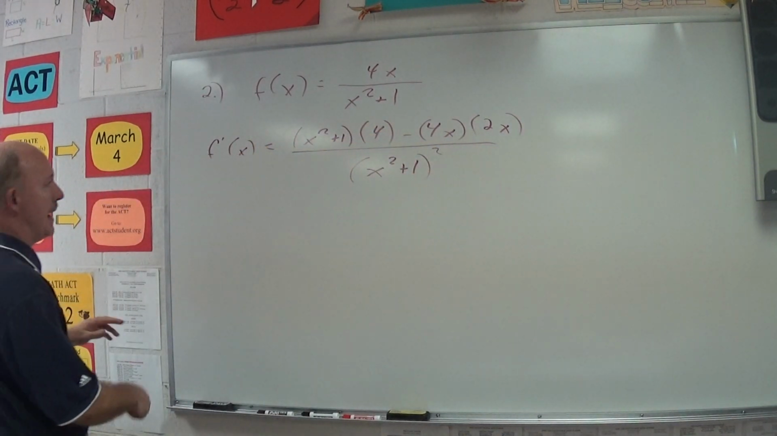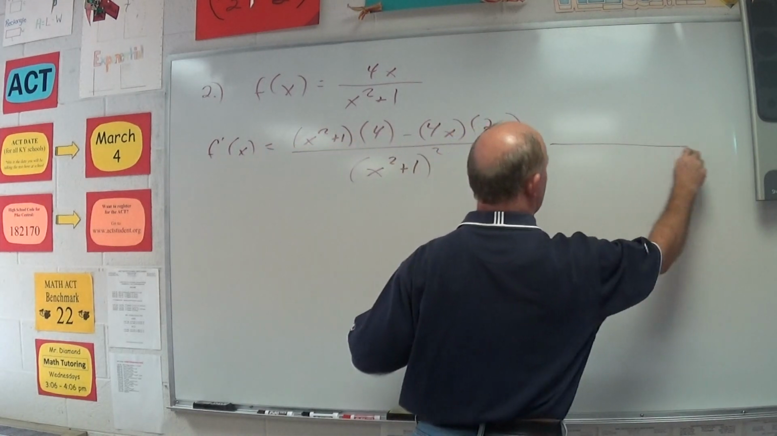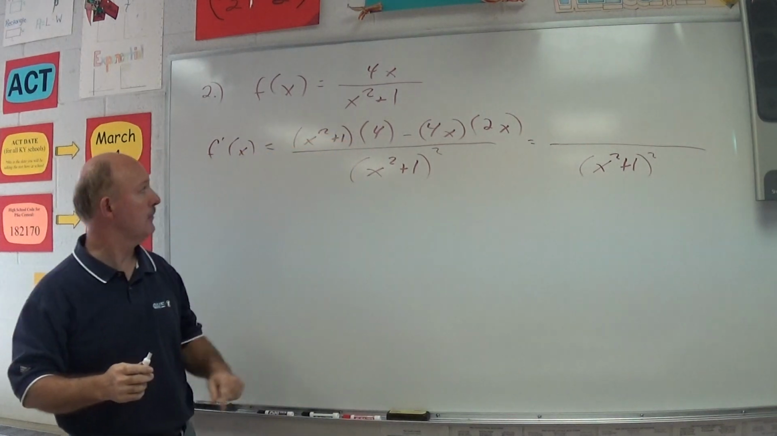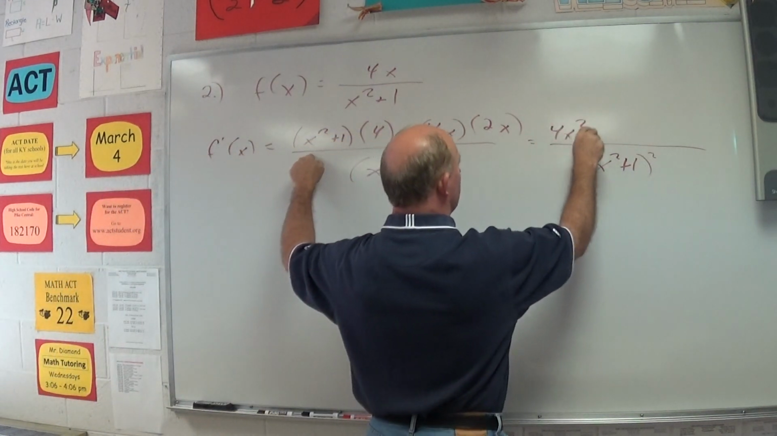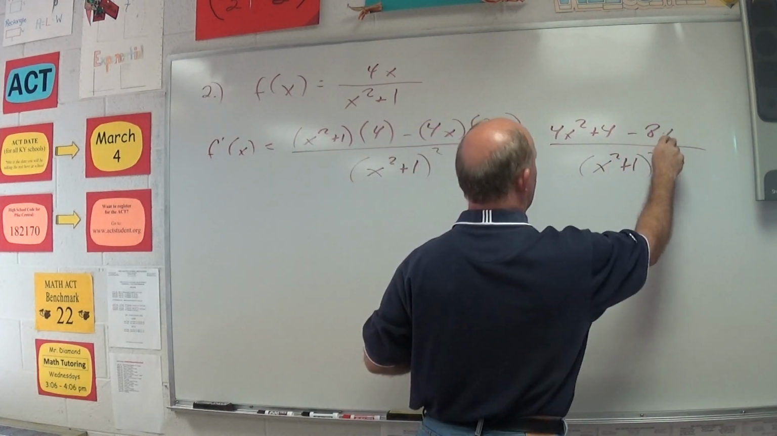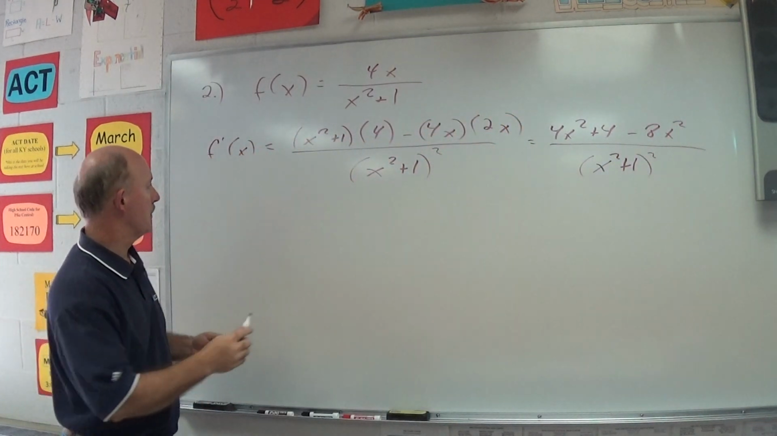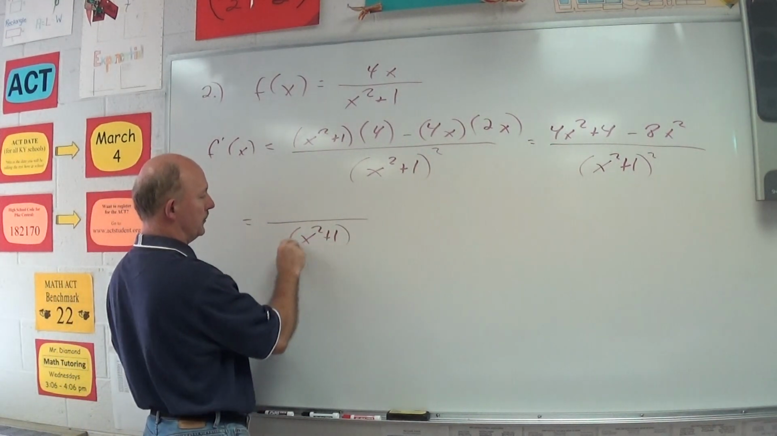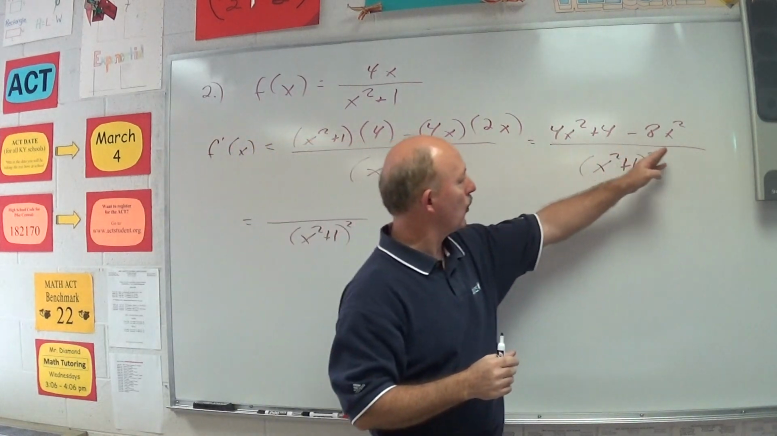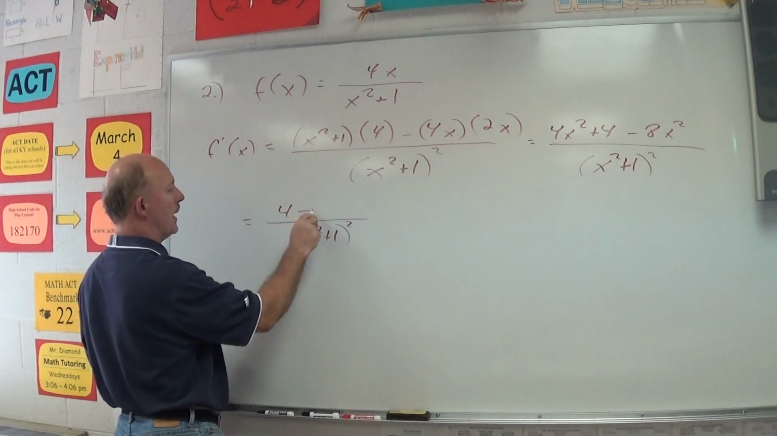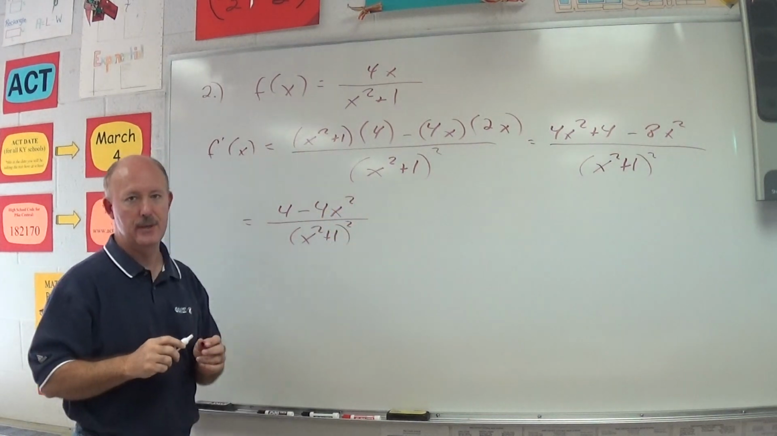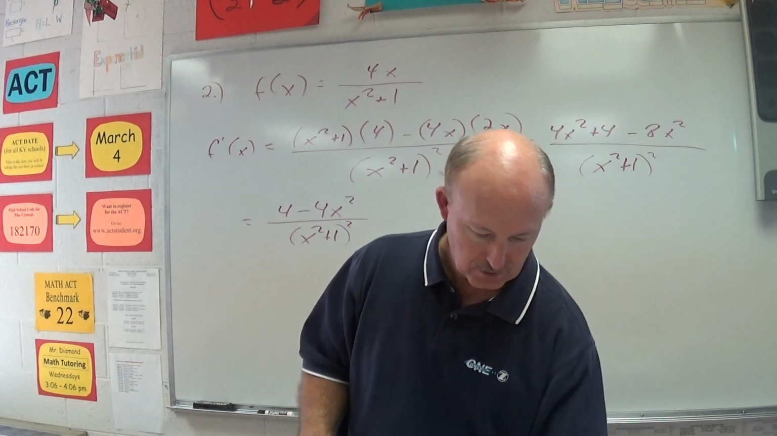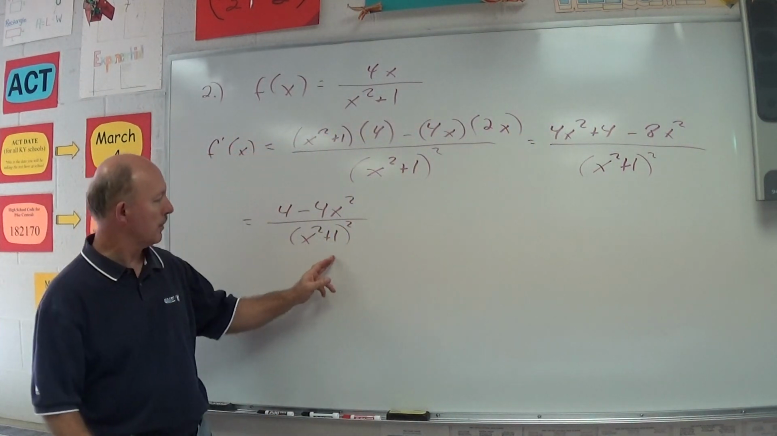Let's simplify the derivative. This will be x squared plus 1 to the second power in the denominator. Multiplying 4 inside our parentheses gives us 4x squared plus 4, minus 8x squared. Combining like terms, our derivative becomes x squared plus 1 to the second power in the denominator. Combining the x squared terms in our numerator gives us 4 minus 4x squared. So our derivative is 4 minus 4x squared, all over x squared plus 1 to the second power.